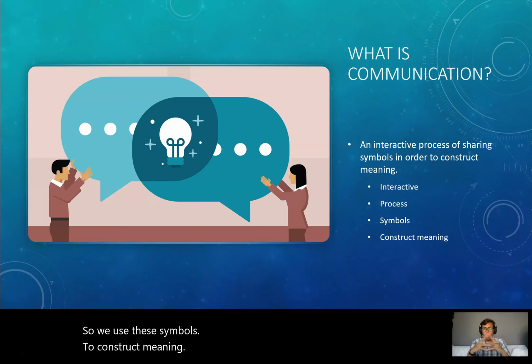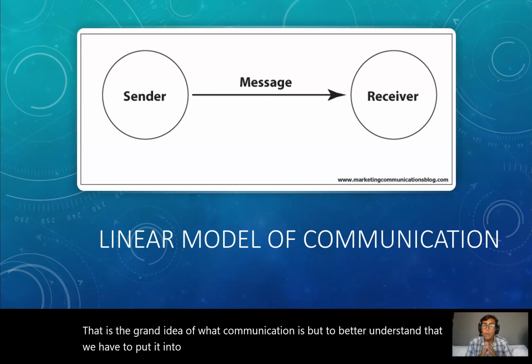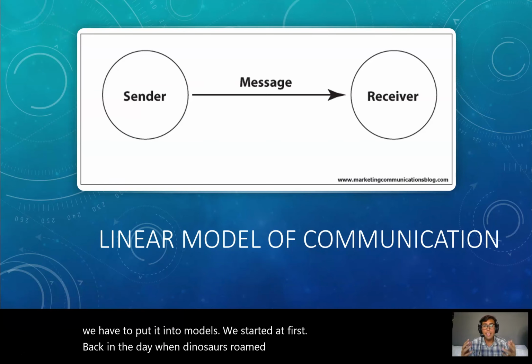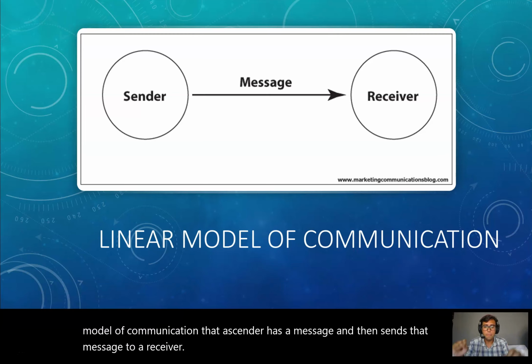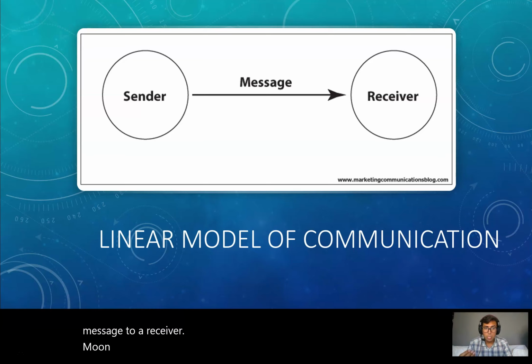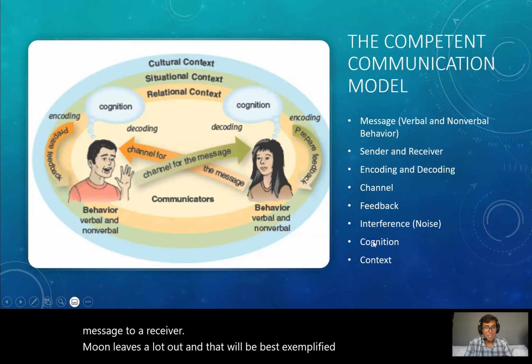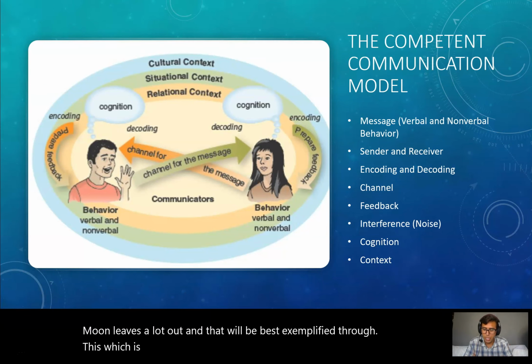That is the grand idea of what communication is, but to better understand that, we have to put it into models. We started at first, back in the day when dinosaurs roamed the earth, with a linear model of communication, that a sender has a message and then sends that message to a receiver. This leaves a lot out, and that will be best exemplified through the competent communication model.